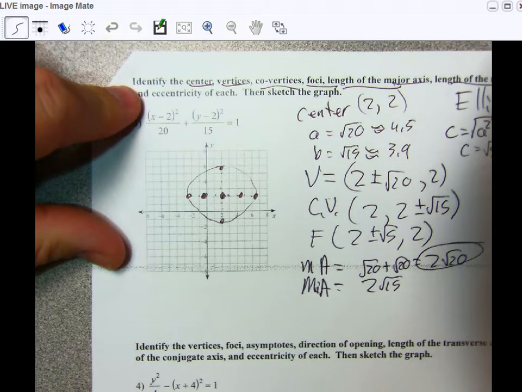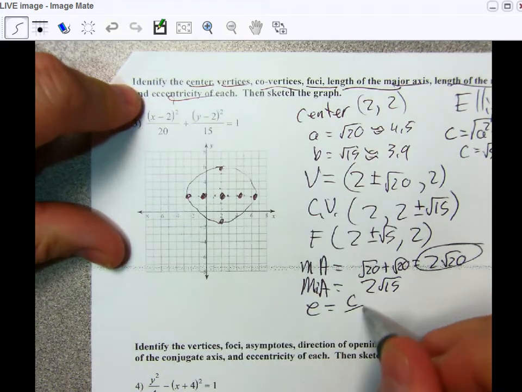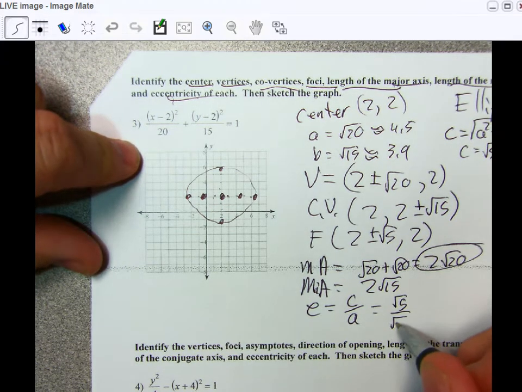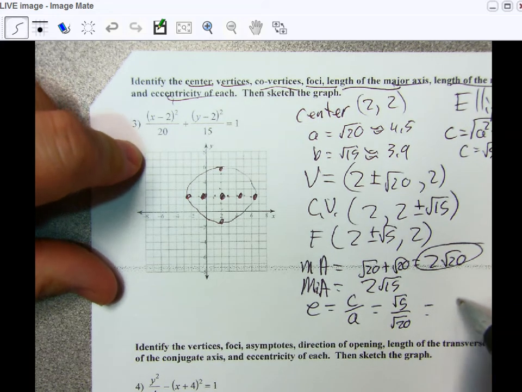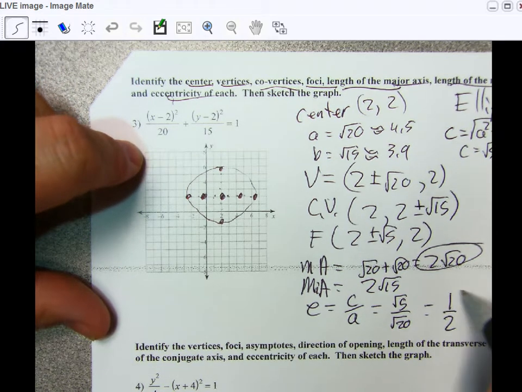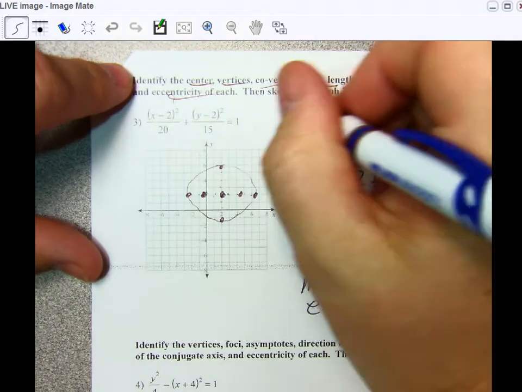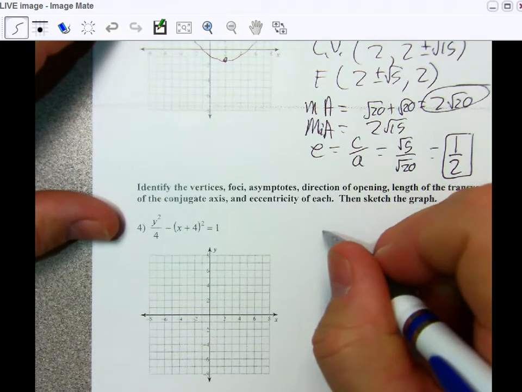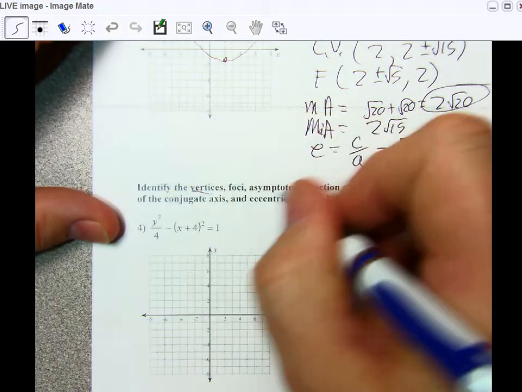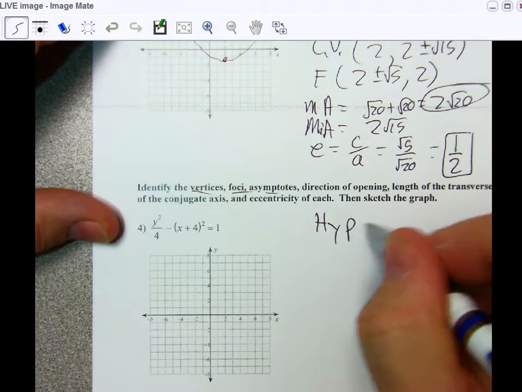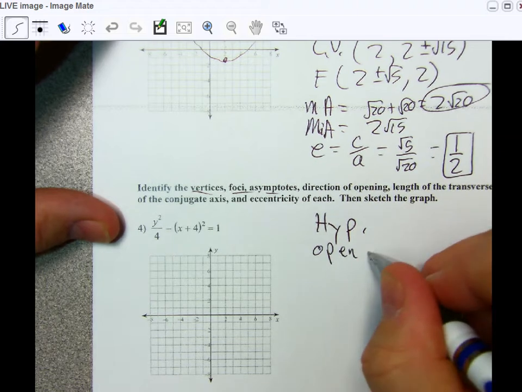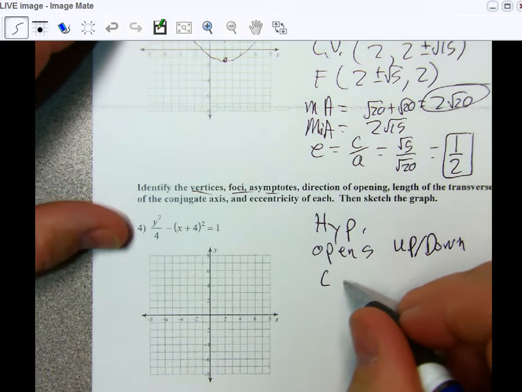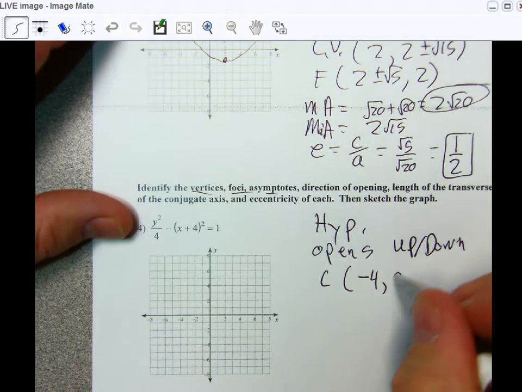Major axis, minor axis, eccentricity. Eccentricity is C over A. So that's going to be root 5 over root 20, which if I were being super awesome would simply be 1 over 2. And so that's eccentricity. Sketch the graph, check. Next, moving on. So we end up with identify the vertices. So this is a hyperbola, and it opens up slash down, and I have a center at -4, 0.